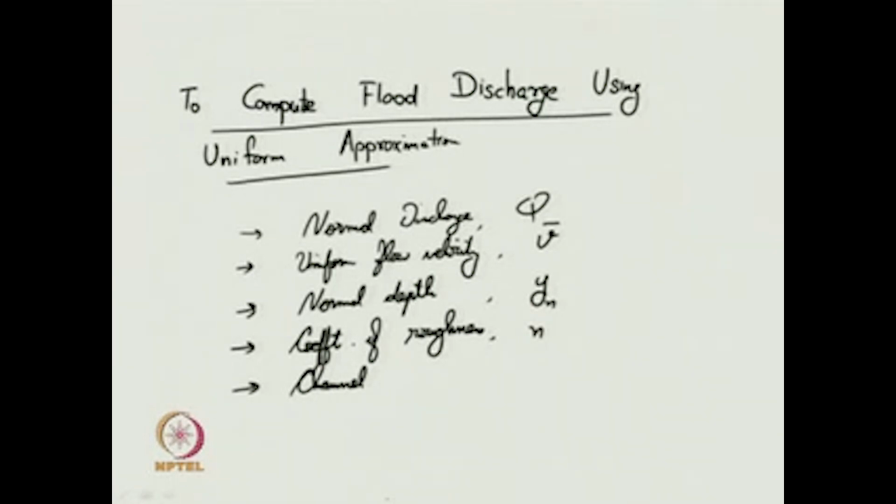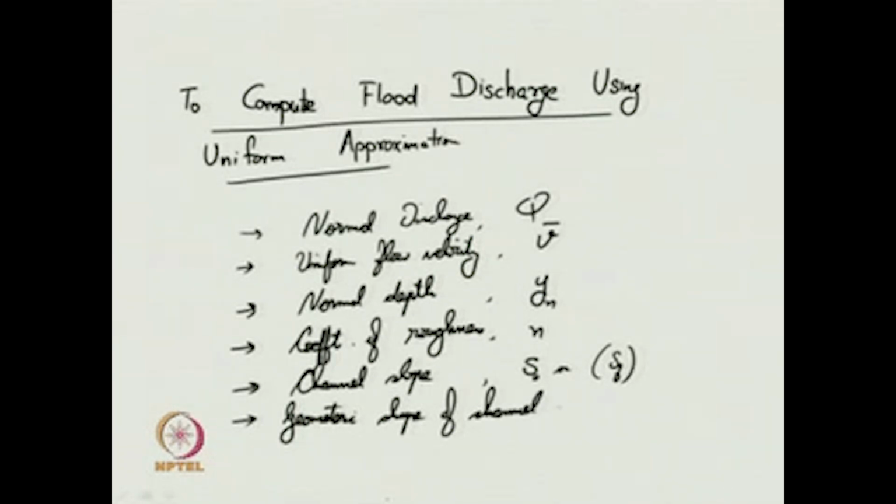In Manning's equation you have also seen the channel slope or bed slope or energy slope coming into the picture, S naught or SF. The geometric shape of the channel gives rise to cross sectional area A, hydraulic radius R, etc. So, these 6 quantities are related in Manning's equation for uniform flow computation.